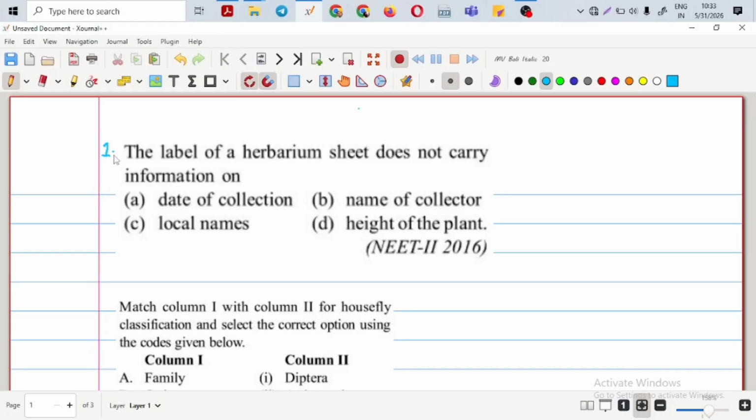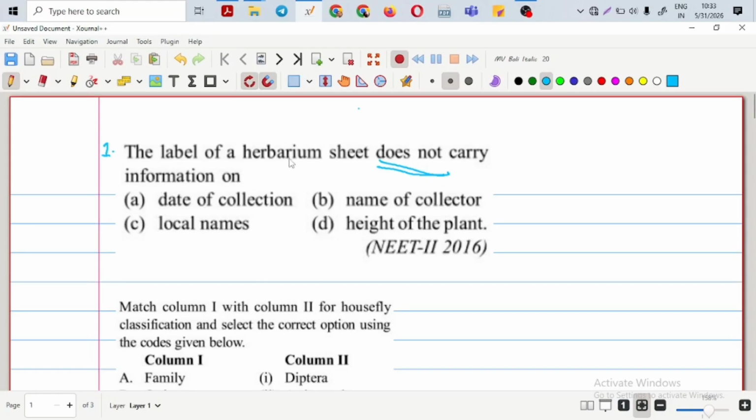The first one is a question related to herbarium. A label of herbarium sheet does not carry the information on. First, what we need to do is to underline the keyword, does not carry information on. Okay, let's go to the options. Date of collection, local names, name of the collector, height of the plant.